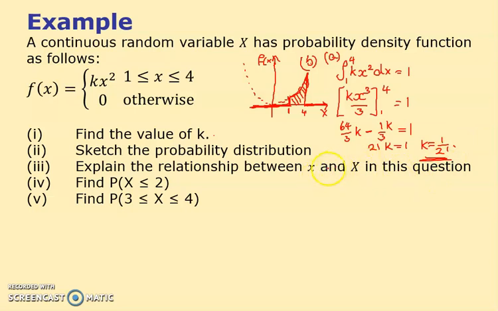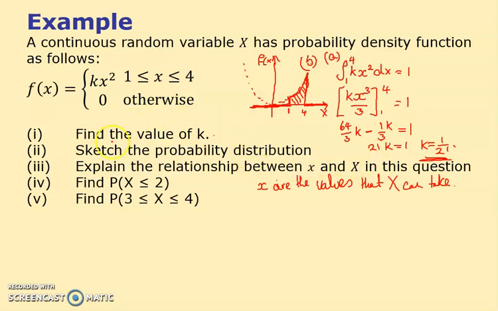Explain the relationship between x and capital X. I would write something like: x are the values that the variable X, capital X, can take. That's how you need to write that answer. This was from an old exam question, and they've got into a habit of always asking the same thing because people never got them right.